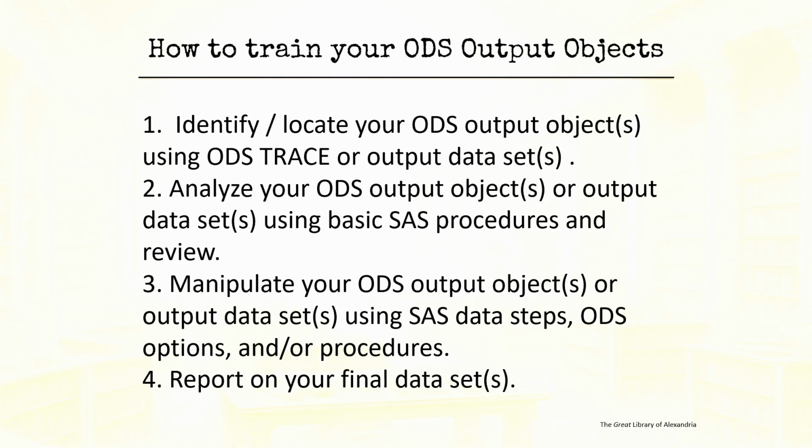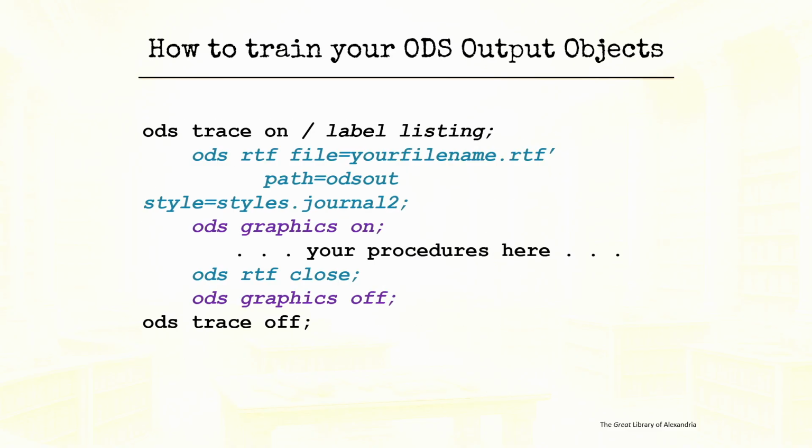We're going to start out with the first element, which is how to figure out what is created. The way that we do that is to use the ODS trace statement. You make an ODS sandwich just like you would if you were creating HTML or RTF. In this case, you're just going to say ODS trace on. The items after the slash are optional, but that gives you a little bit more information. And this output goes to the log.